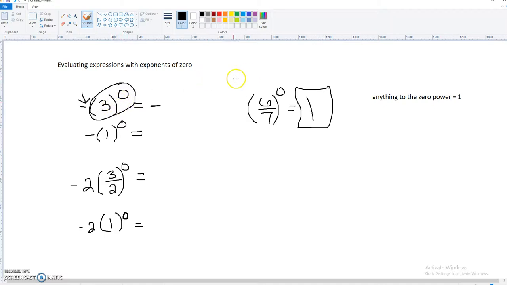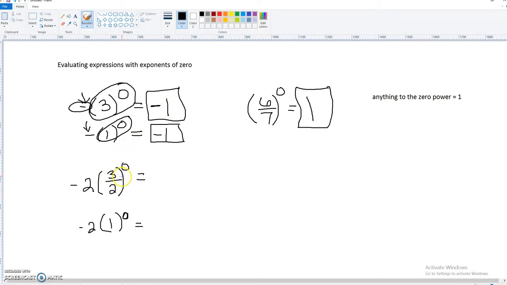And of course, we just found out anything to the 0 power is going to be 1. So 3 to the 0 power is 1. But because of this negative sign, the answer will be -1. Same thing here. We've got 1 to the 0 power. And they're going to give you problems like this just to see if you're paying attention. Okay, so this to the 0 power is still 1. And then, again, don't forget that negative sign. Okay, so that's 3 different examples there.